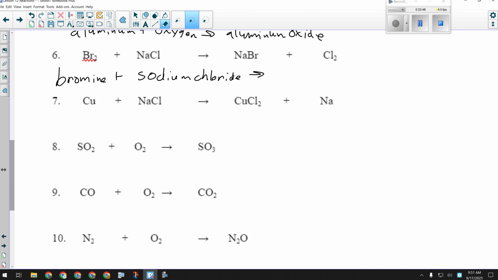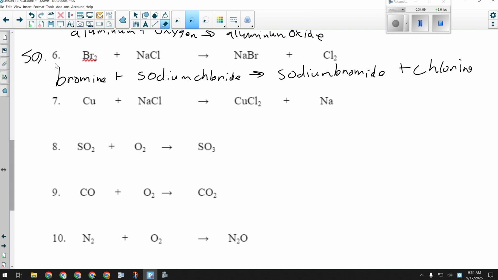Okay, and that is going to give us sodium bromide and chlorine. What kind of reaction is that? Single replacement reaction. Yep. Okay, so we got single replacement. Now we got to balance this thing.